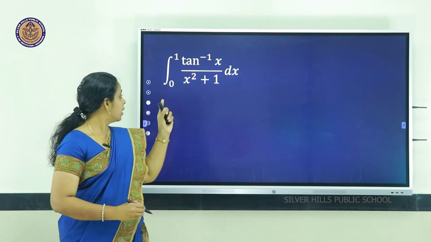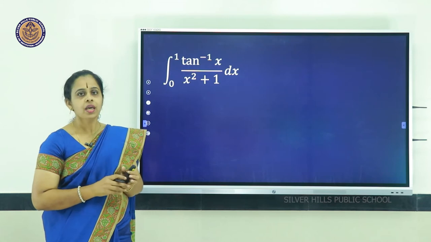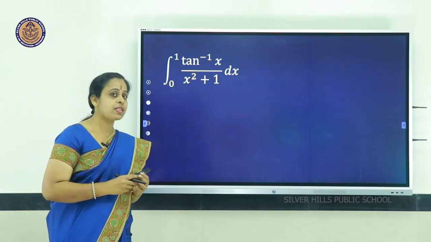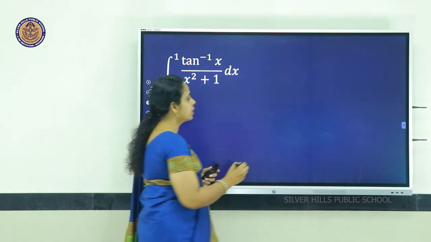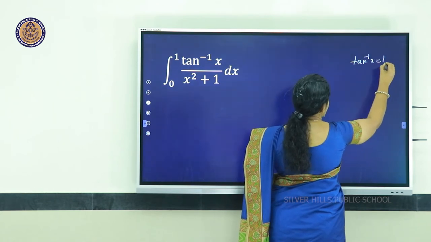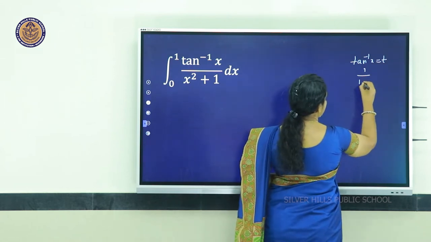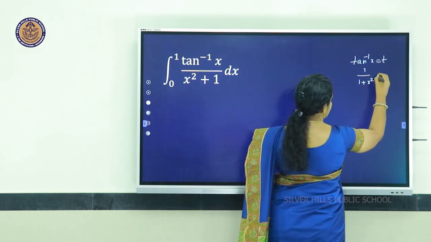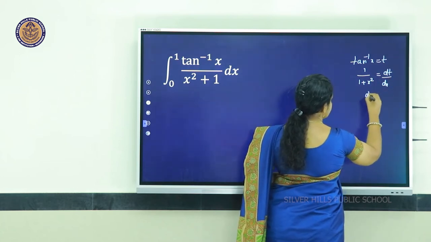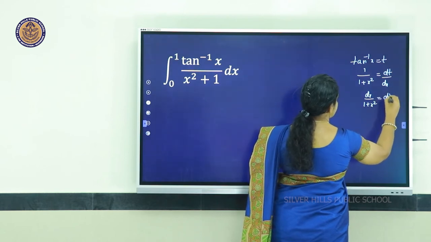Next question. Integral 0 to 1 tan inverse x divided by x square plus 1 dx. Here also you can see the derivative of tan inverse x in the question itself. So let us substitute tan inverse x equal to t. Differentiating with respect to x, 1 by 1 plus x square equal to dt by dx. Dx divided by 1 plus x square equal to dt.